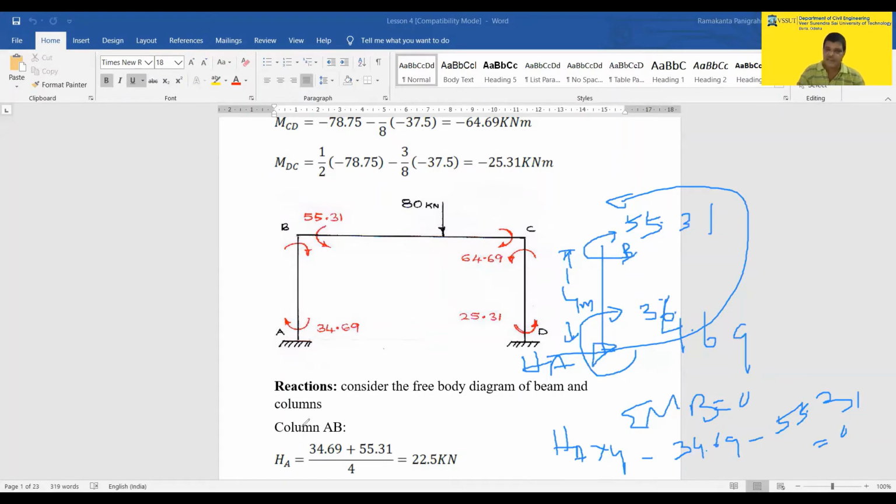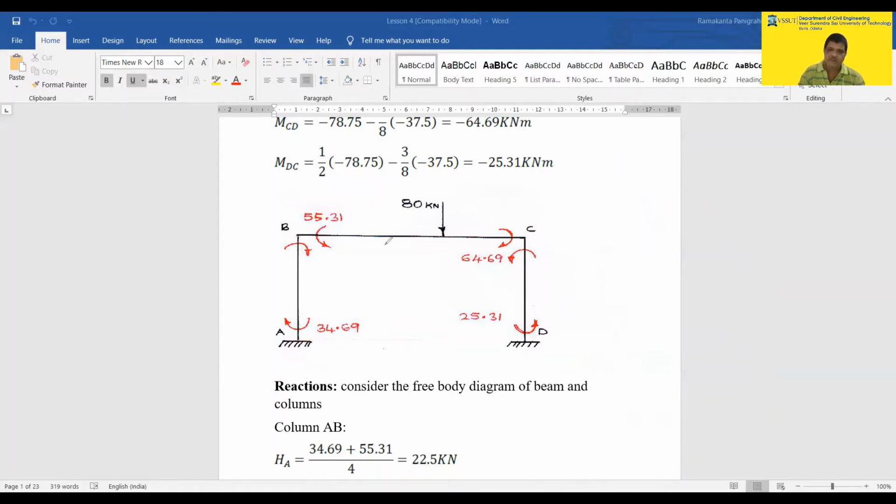We have already discussed earlier, if both moments are clockwise, then it is MAB plus MBA by L, height H. That will be the value of HA. So calculate the value of HA. HA comes out to be 22.5.